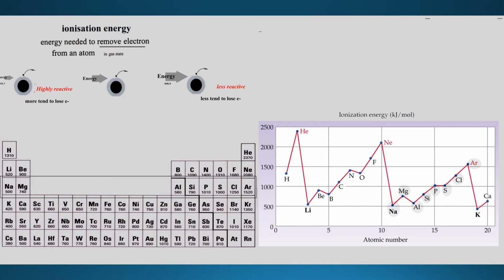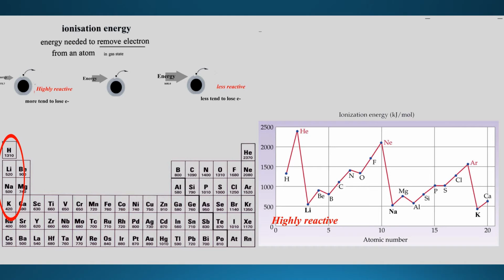Out of this period, which is going to be the most reactive? The most reactive means they need less energy to lose an electron. That means they're going to be low in ionization energy. So watch. Those low in ionization energy are going to be the most reactive. Looking at the periodic table, that's going to be the first group.